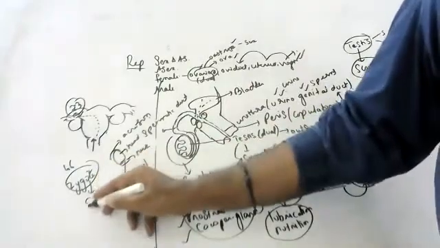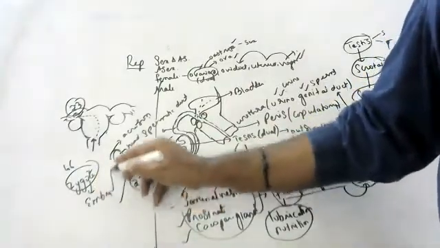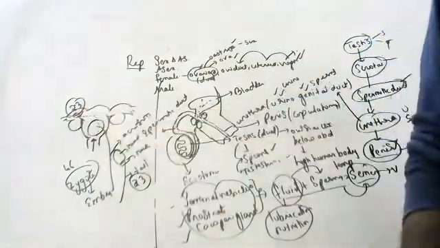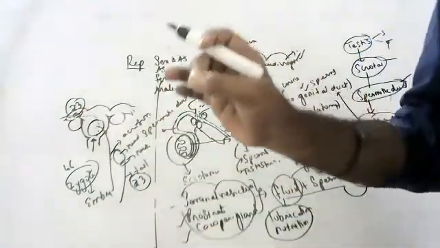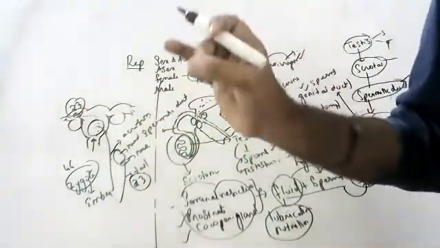The zygote divides into an embryo, and the embryo slowly goes and gets implanted in the uterus.